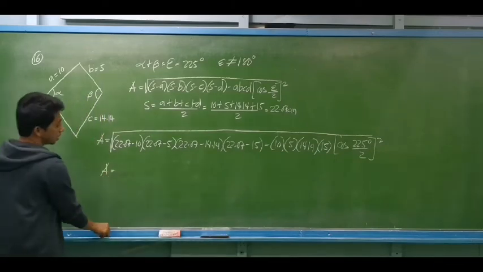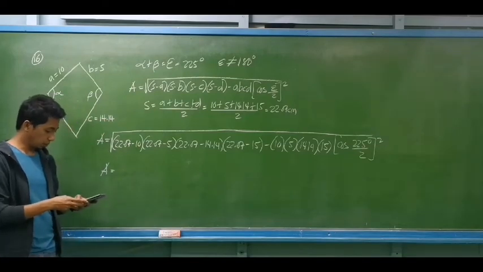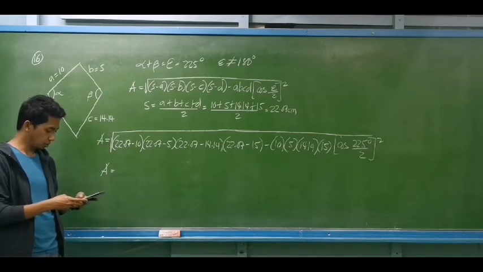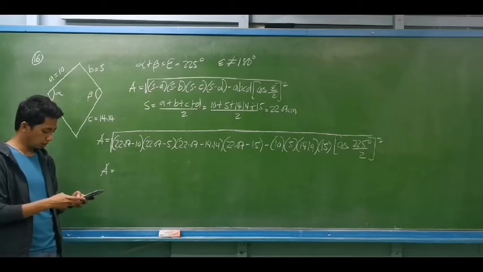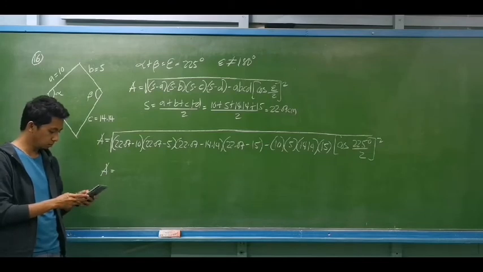So, i-compute natin. Let us compute for the area. So this is the square root of 22.07 minus 10, 22.07 minus 5, 22.07 minus 14.14, 22.07 minus 15. Then minus 10 times 5 times 14.14 times 15. Then cosine of 225 over 2, quantity squared.